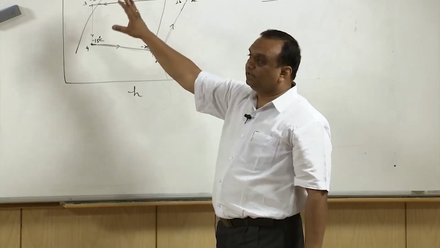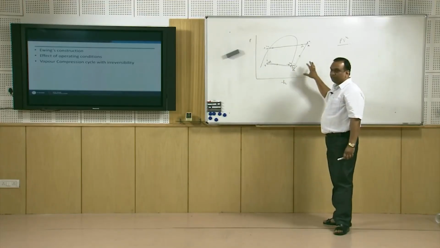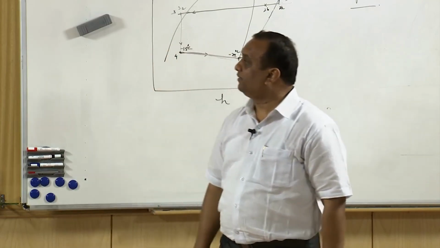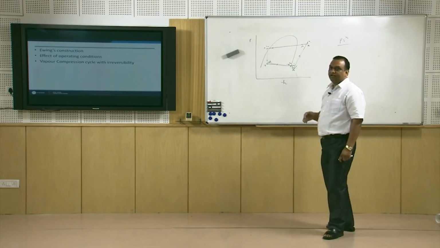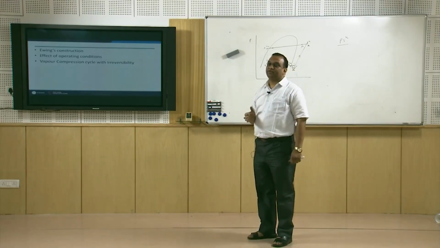So, we have discussed the real or actual vapor compression cycle with irreversibilities. We have completed the vapor compression cycle with irreversibilities, and now in the next class we will go for a multi-compression system with intercooling.